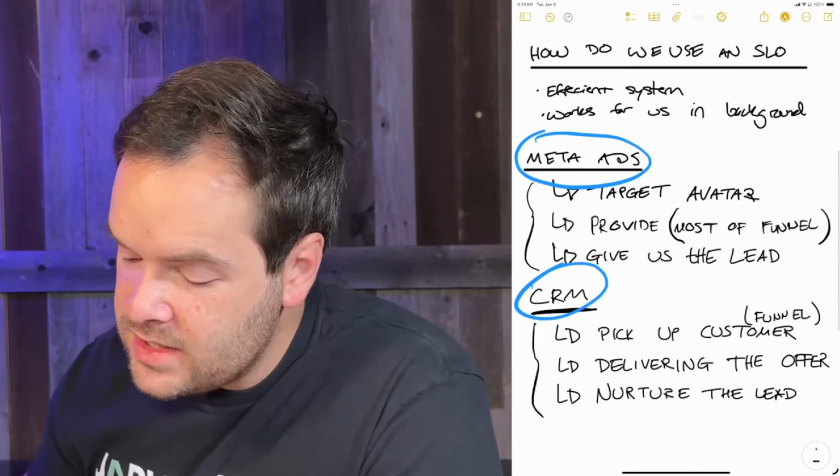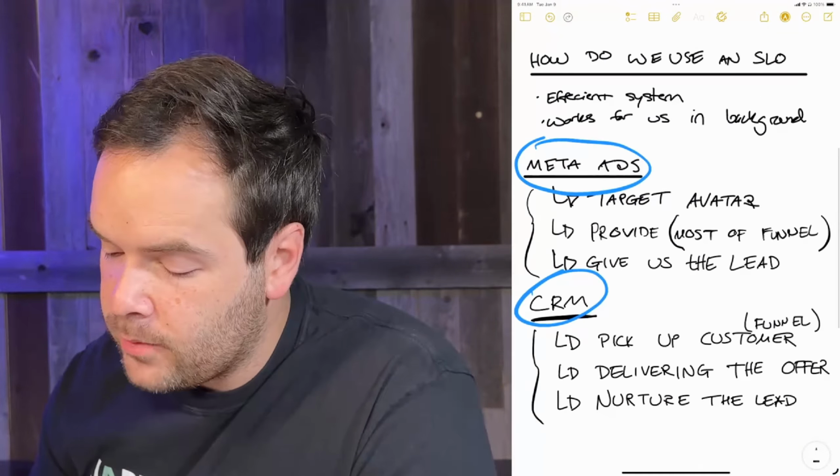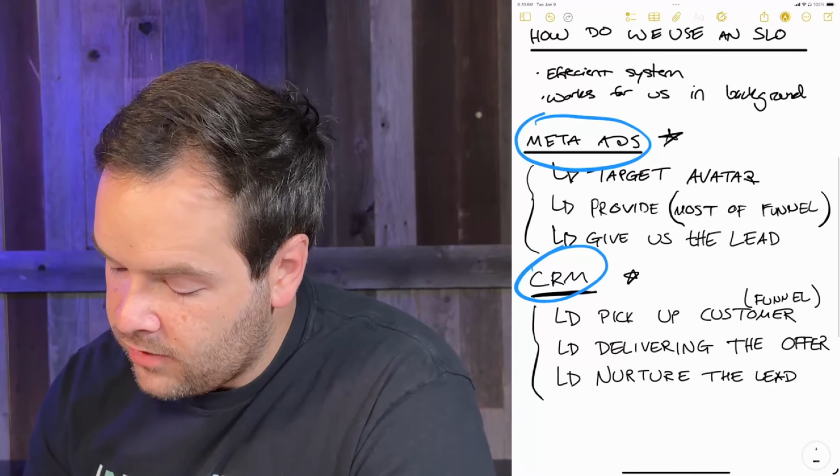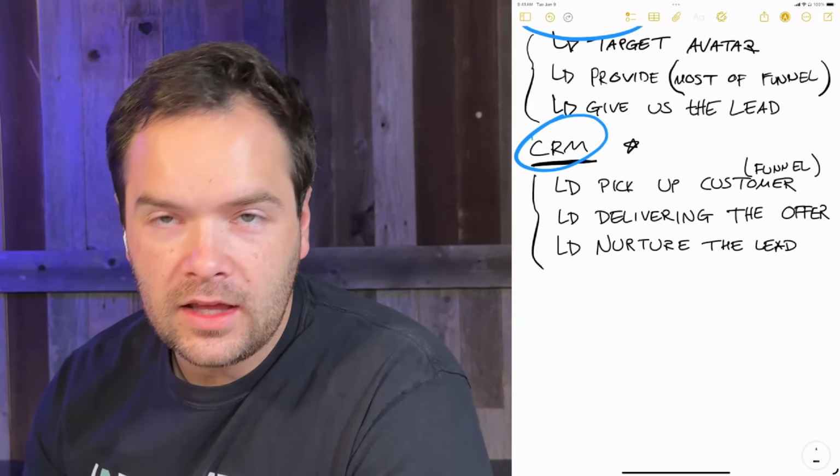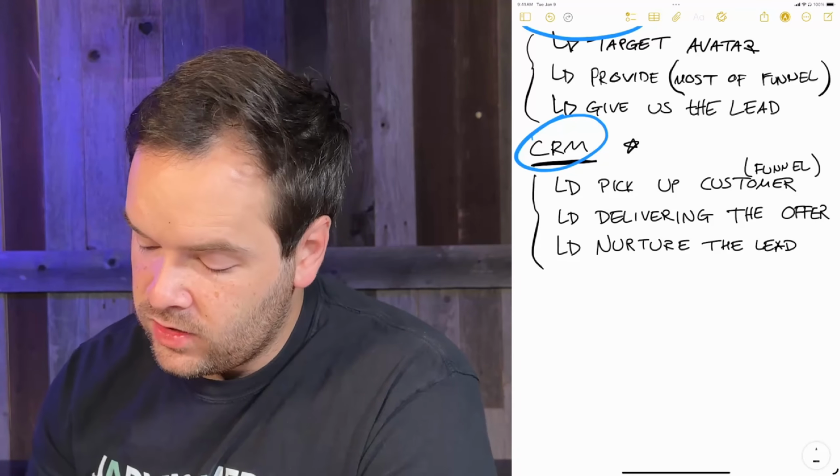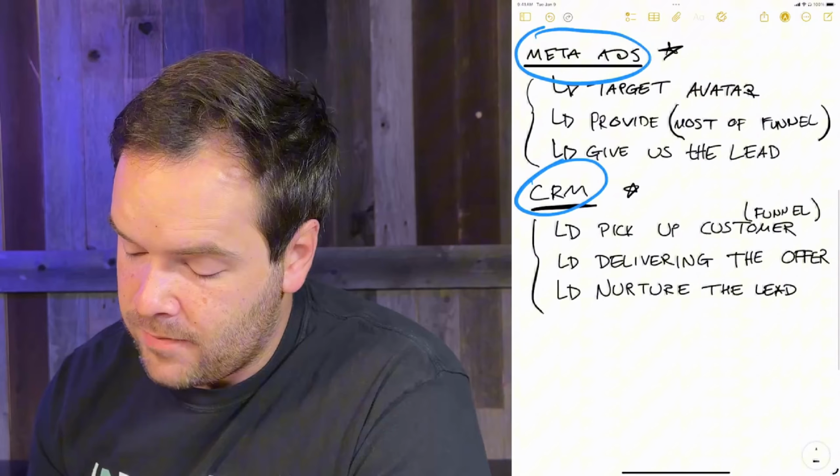So this is kind of our framework, right? We want to use meta ads to get in front of the right kind of audience, send them over to our CRM to pick up on that funnel and deliver the offer and then nurture the lead there, right?